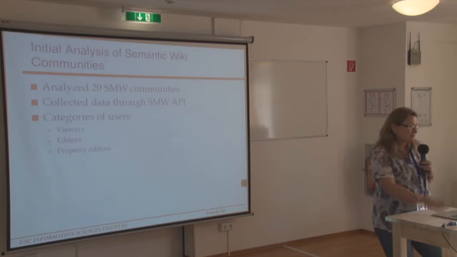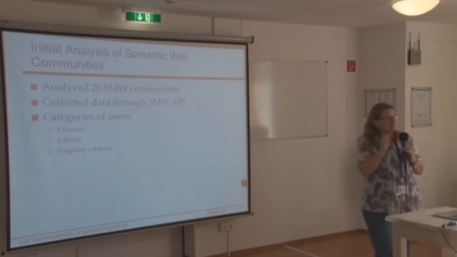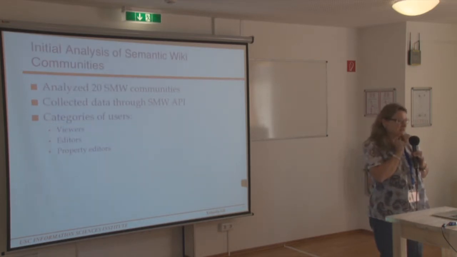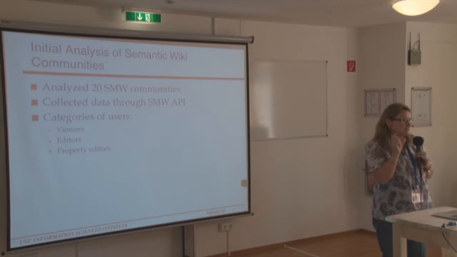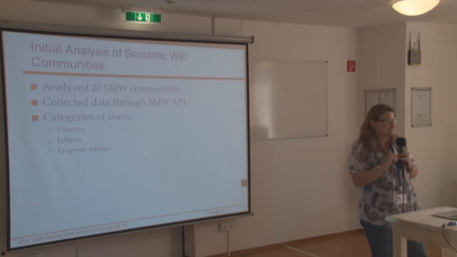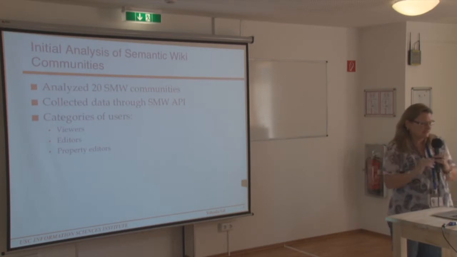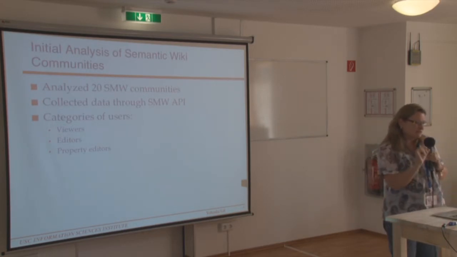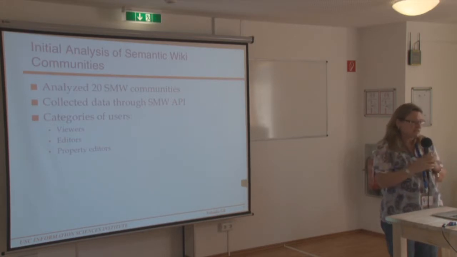So I'll tell you the story in two phases. First, we took about 20 semantic MediaWiki communities and analyzed them, and then we took 230. So we just grew up an order of magnitude. I'll tell you about that a bit later. First, we took 20 semantic MediaWiki communities. We looked at wikis that seemed interesting and very different, very diverse, just to get a sampling.